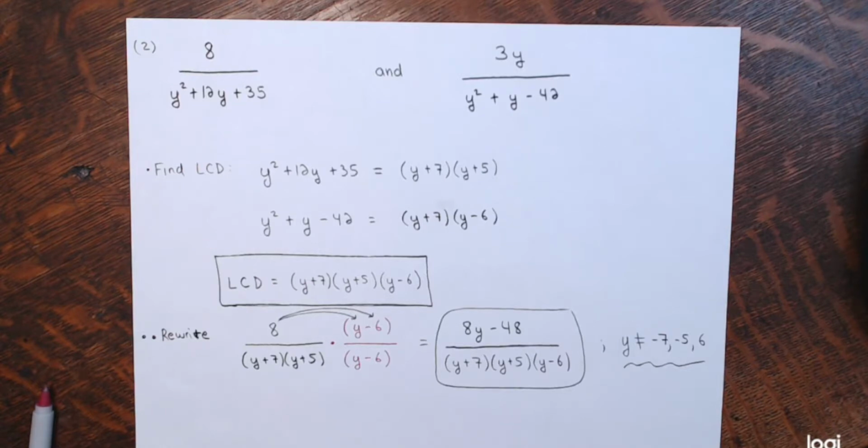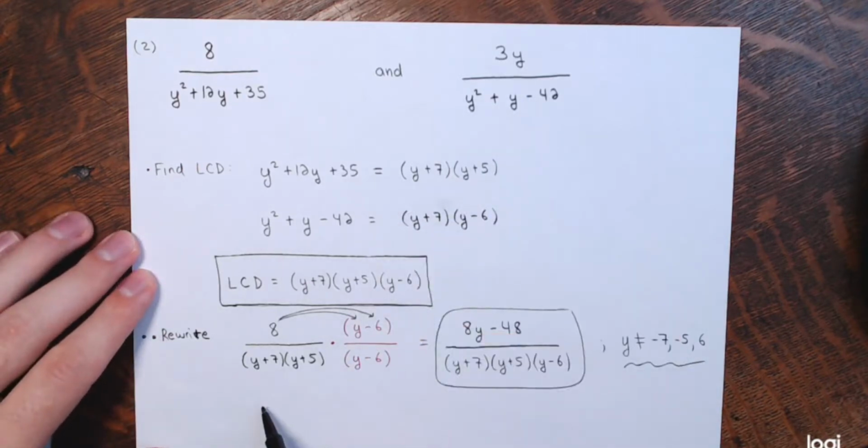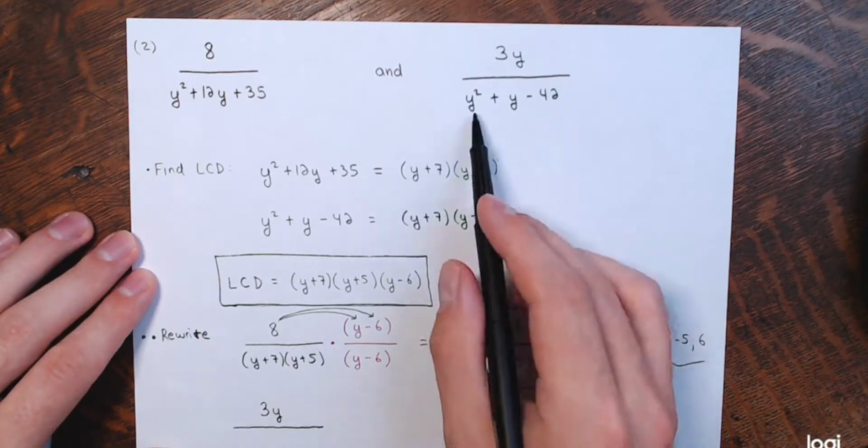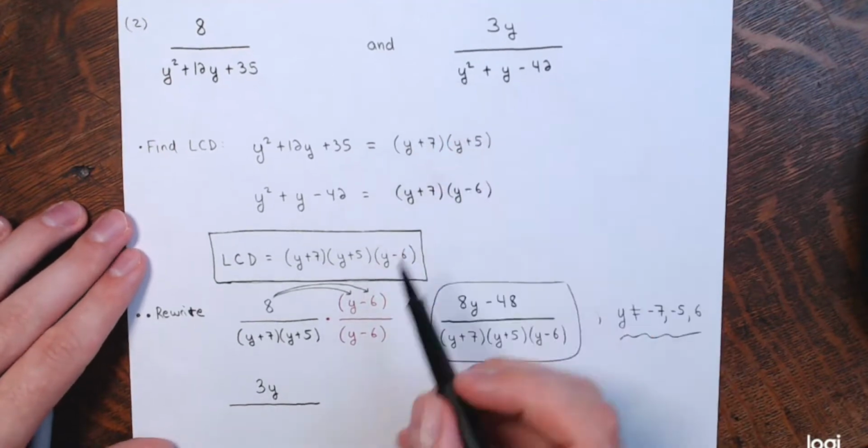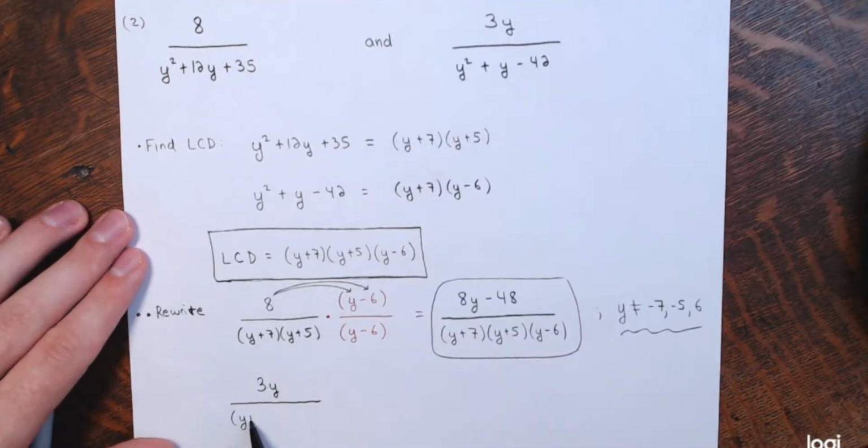Okay, second fraction, we have 3y over, and once again I'm going to factor the denominator. This denominator is y plus 7 times y minus 6.